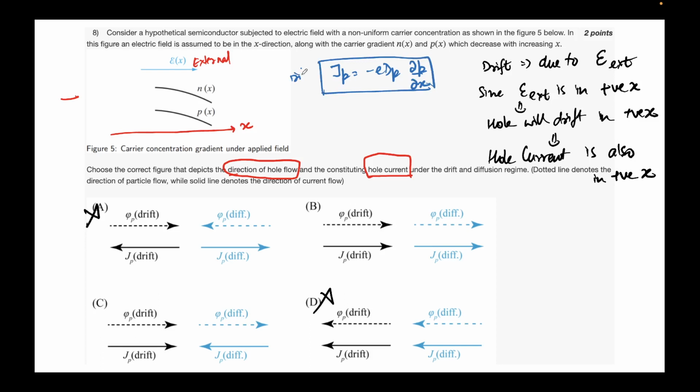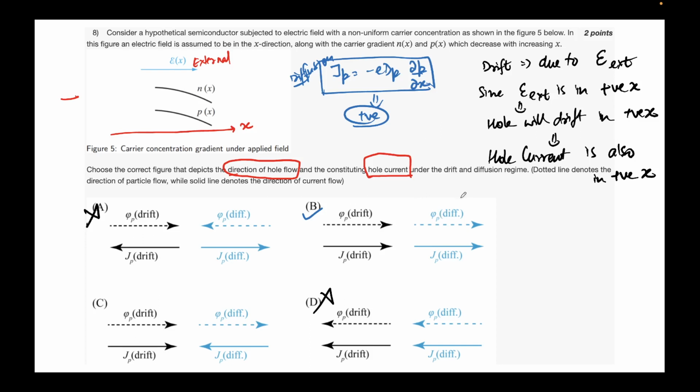So q is a constant, 1.6 times 10 to the minus 19, Dp is a positive constant, and del p over del x is negative because p(x) is reducing. Please see that since p(x) is reducing, del p over del x will be negative. So this quantity will turn out to be positive. So Jp has to be in the positive x direction. Which happens to be this, so option B is correct.